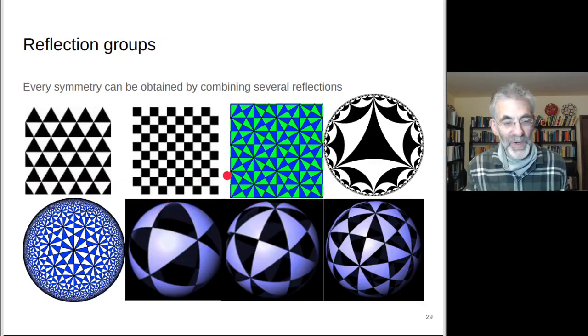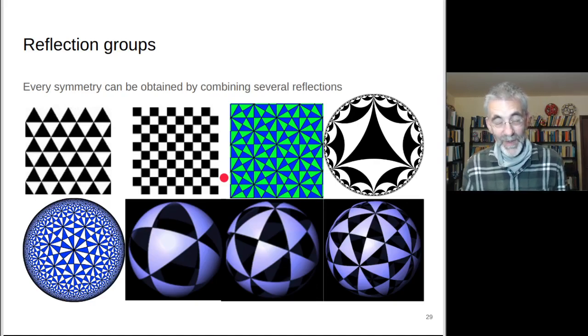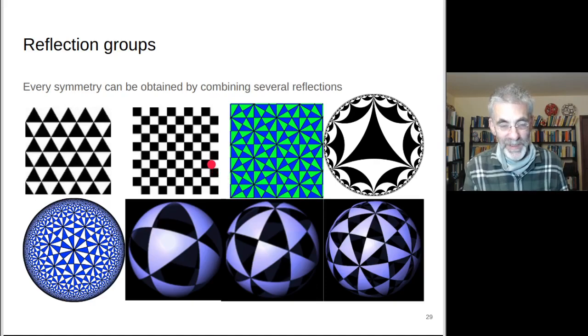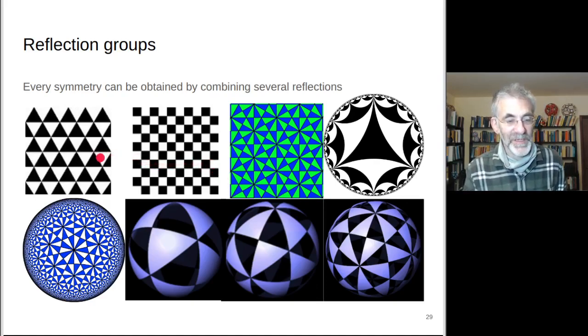So you can ask, what is the symmetry group of this configuration of 240 spheres, and it turns out to be a reflection group. So here are a few examples of reflection groups, or at least things whose symmetry group is a reflection group. So the first three are sort of Euclidean reflection groups. You can see the symmetries of each of these patterns are generated by reflections.